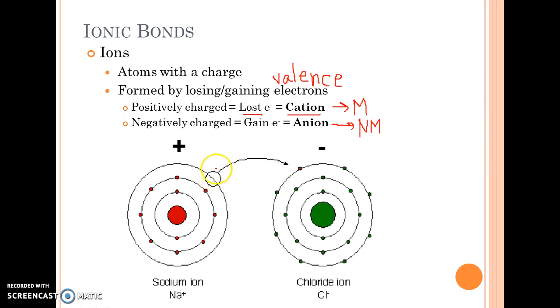Now, when we move electrons from one atom to another, we create charges, okay? These charges are here because of the movement of electrons. We have 1 less electron than we did before. We have one more electron than we did before. So we have our cation, which is sodium, and our anion, which is chlorine.